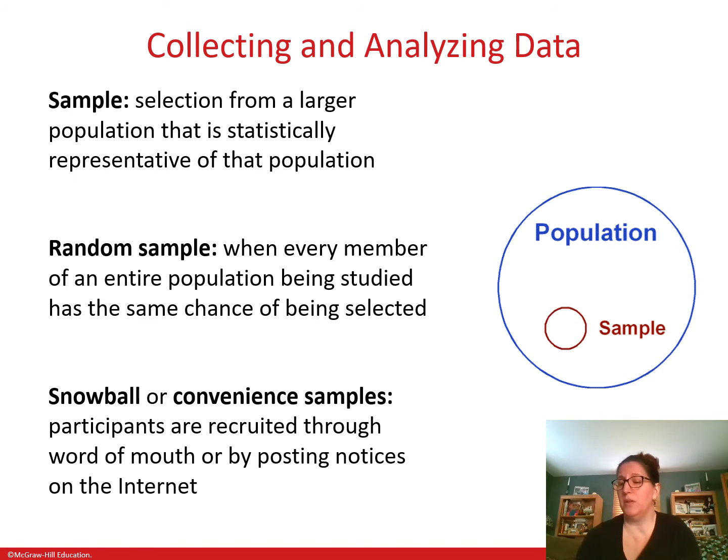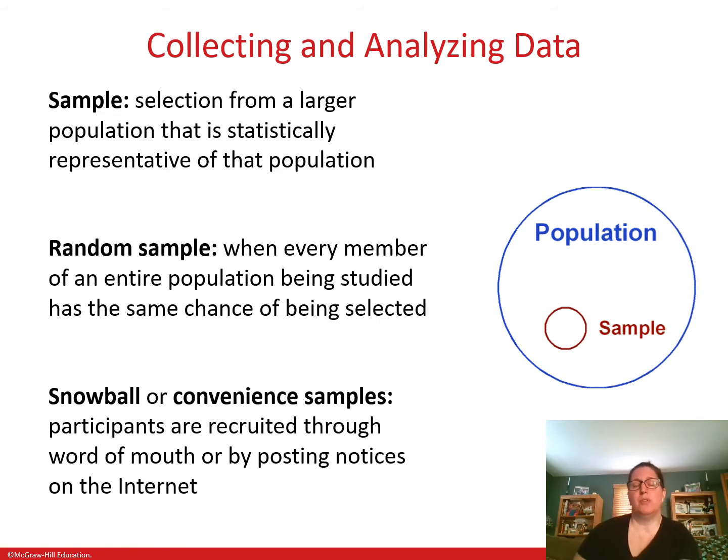People collect samples because the population is often way too large to be studied. Random samples are used most frequently in order to get the best representation of the population. So that is when every member of a population has the same chance of being selected. There are different types of random samples, so we'll just keep it general at this point. There's stratified random samples, and there's different ways to select those members to make sure that each person has an equally likely chance of being selected into our study.